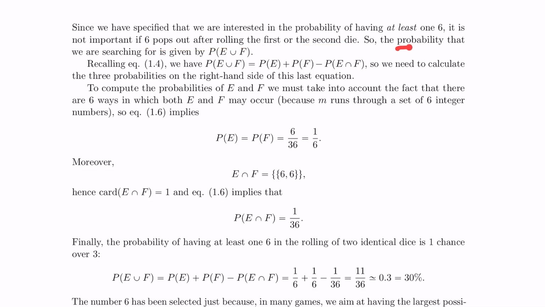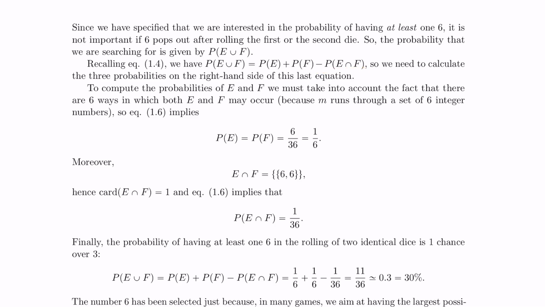Hence, the probability that we are searching for is given by the probability of the event E united with the event F. However, we have already seen that this probability is given by the probability of E plus the probability of F minus the probability of the intersection between E and F.